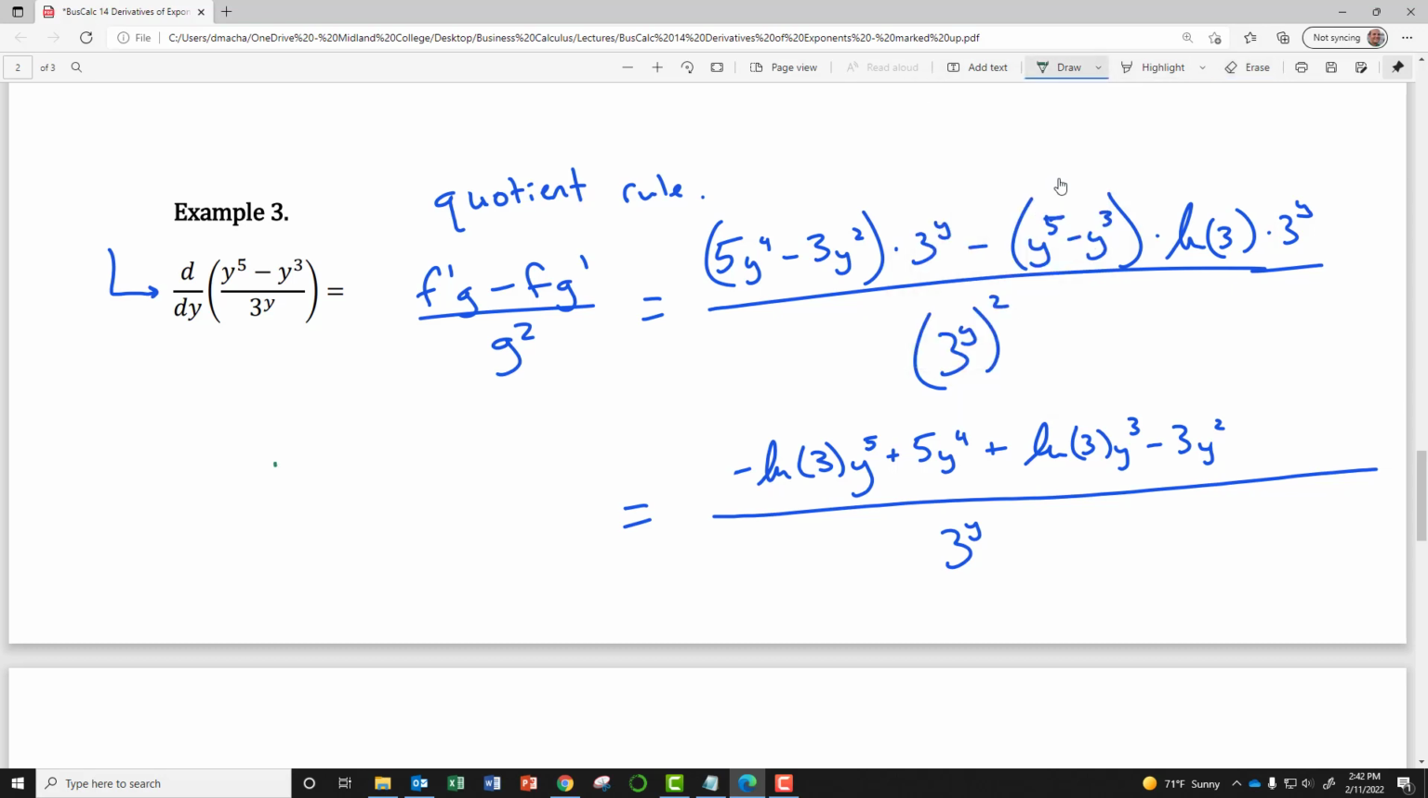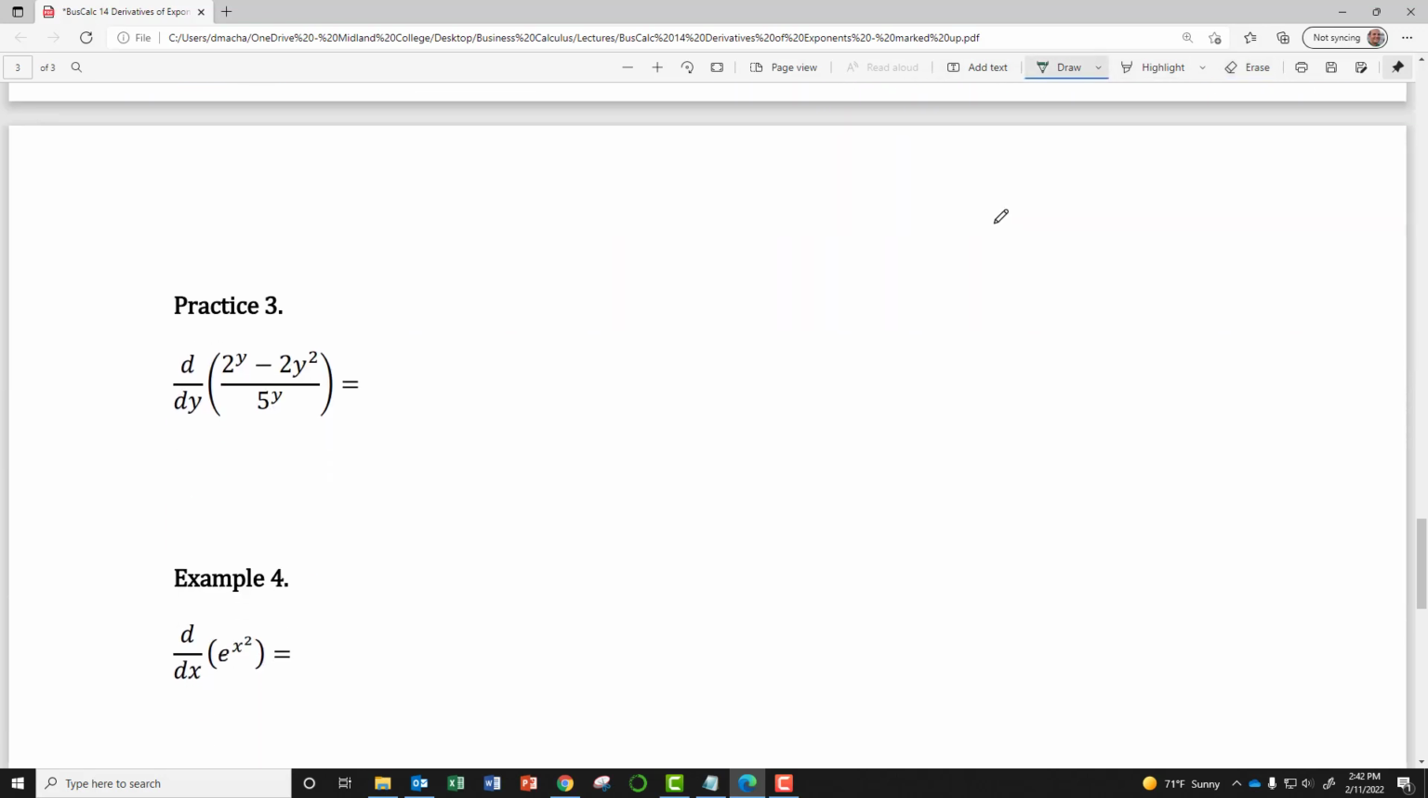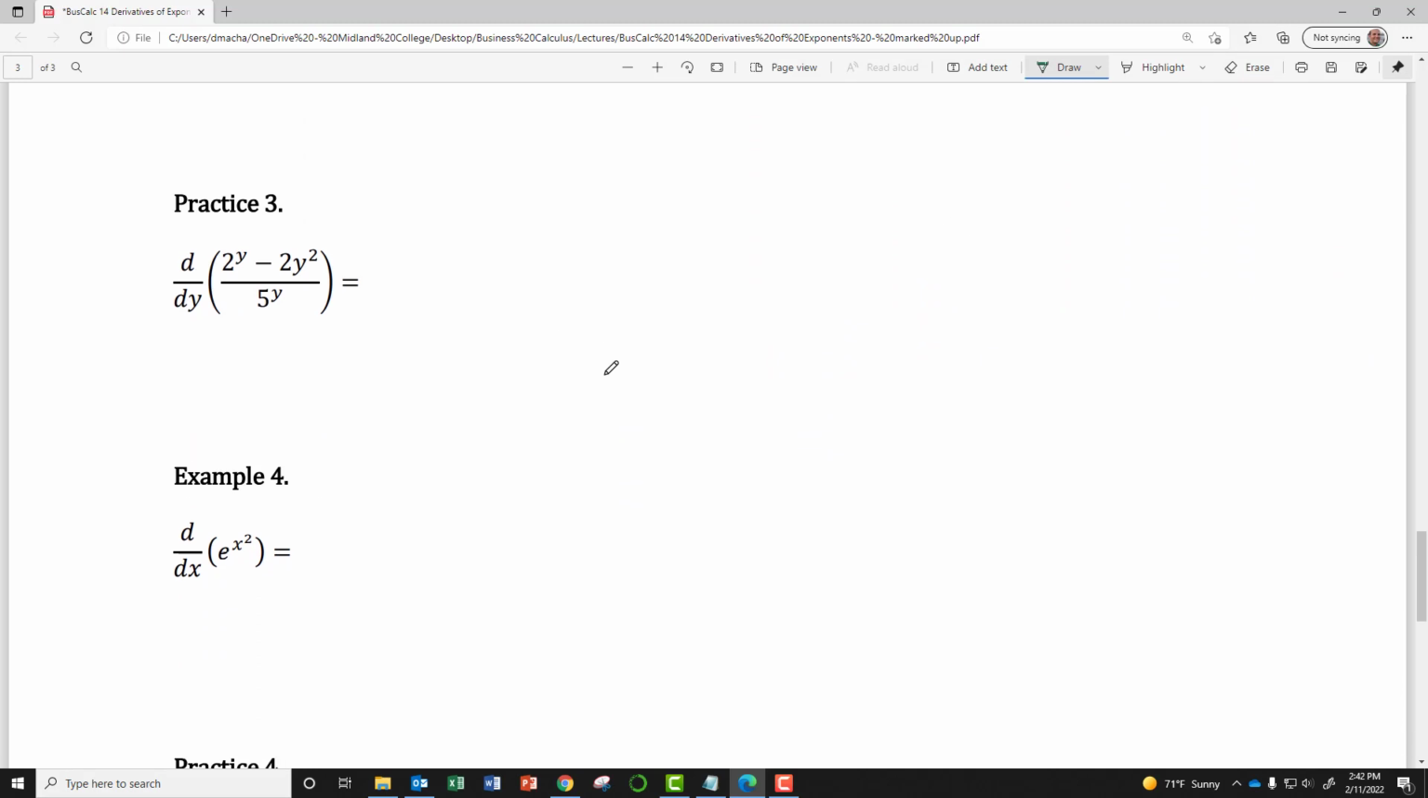Now, after following along in example 3, this is the point where you pause the video and you practice and give your best attempt for practice 3. Now I'm moving on, assuming you've given this your best shot and you're ready to check your answer.